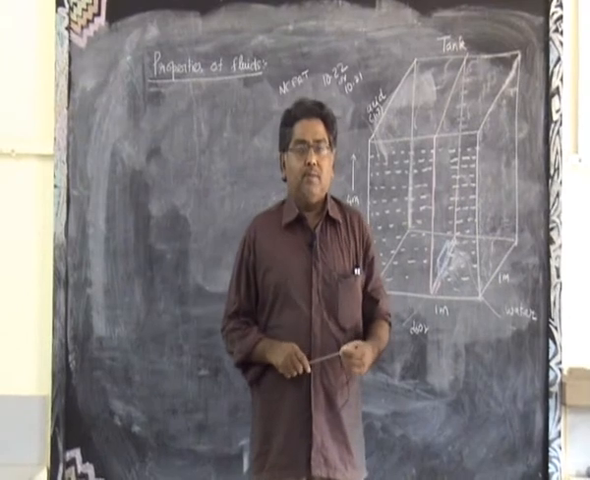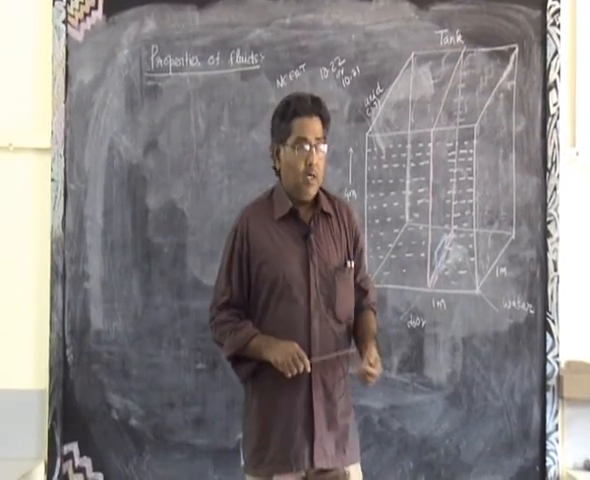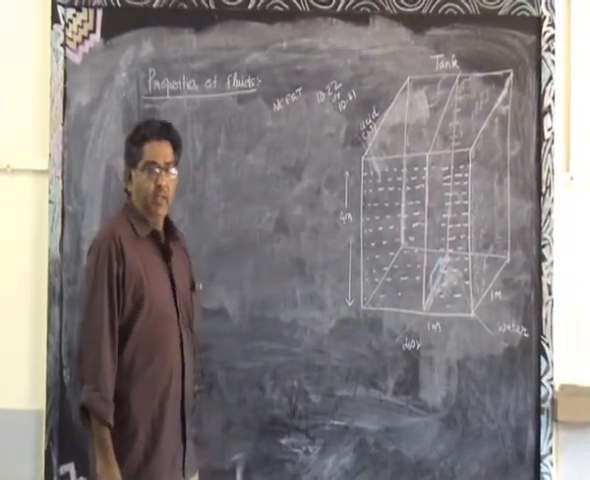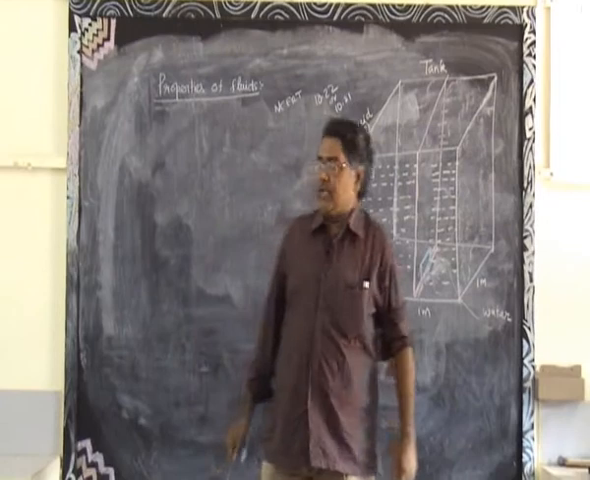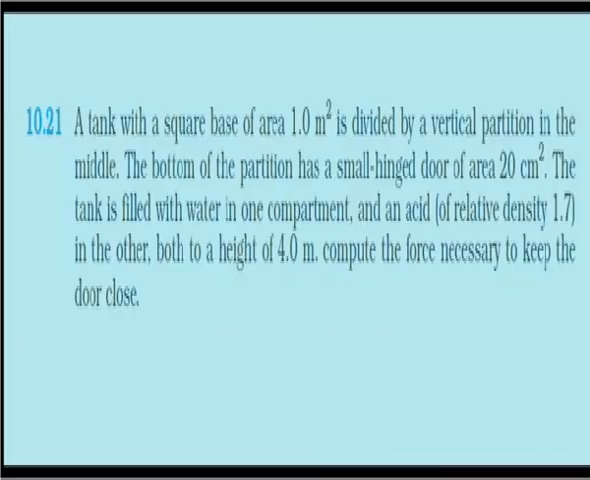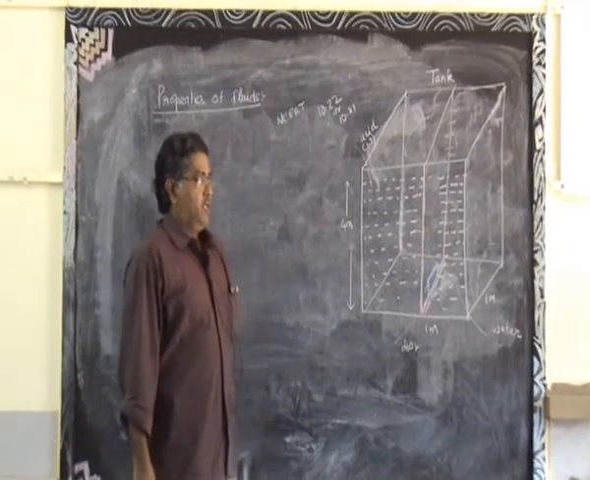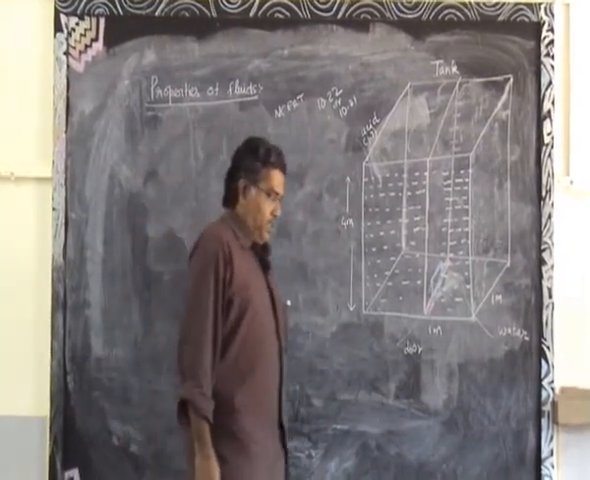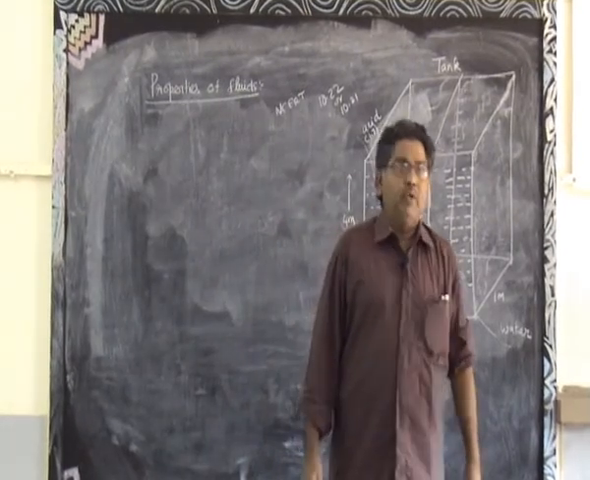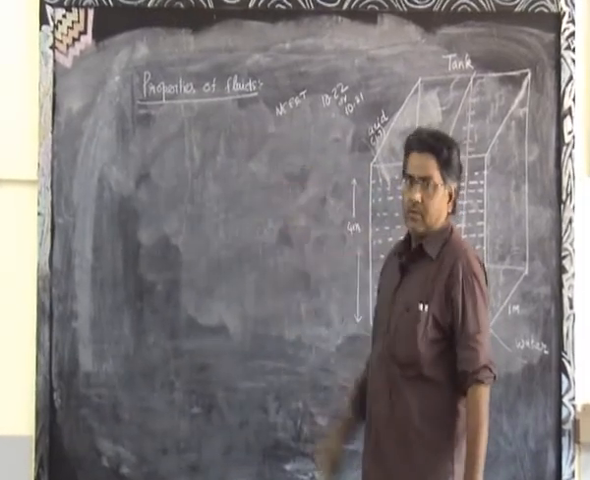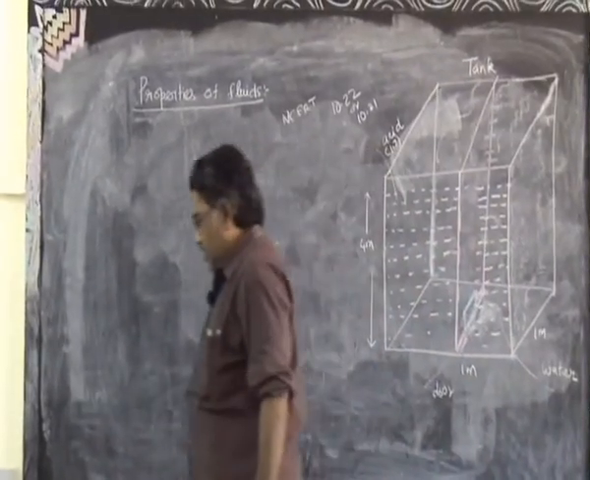In this video, we will see how to solve a numerical sum given in NCERT. This is 10.22 or 10.21 depending on the edition. Not very sure, we can refer and find out. This is in the chapter Properties of Fluids or Mechanics of Fluids. And in this, there is a sum.